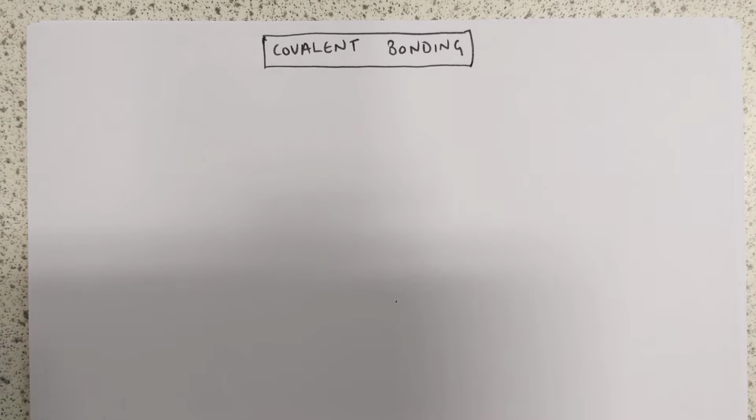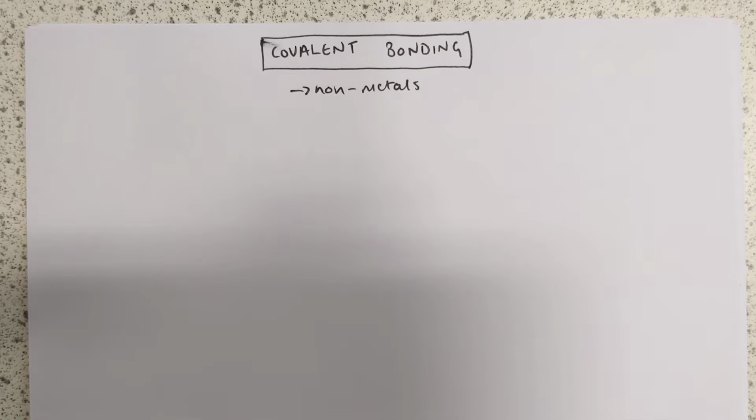So the second type of bonding for us to look at is known as covalent bonding. You'll see covalent bonding whenever you've got non-metals joining to each other or non-metals joining to themselves. So let's look at how a covalent bond actually forms. What we've got with non-metals is atoms that need to gain electrons to get a full outer shell.